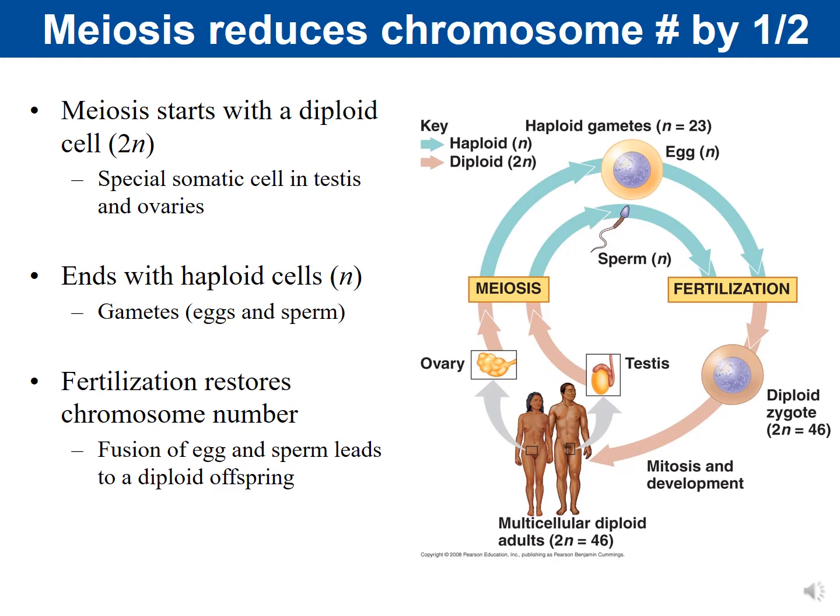Now, fertilization is where egg and sperm come together. And when egg and sperm come together during fertilization, you're going to end up with a diploid. Di means two, because now you have 23 from mom and 23 from dad. You have your diploid zygote, and that single-celled zygote has 46 chromosomes. So now we've returned chromosome number back to where we started.